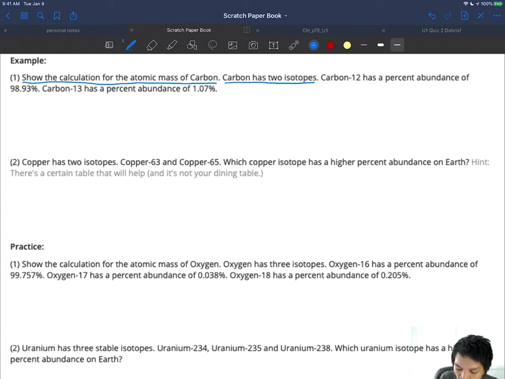Carbon has two isotopes. Carbon-12 has a percent abundance of 98.93%. Carbon-13 has a percent abundance of about 1%. So there's a lot more carbon-12s than there is carbon-13. And that already gives me information that, if you're getting a weighted average, the weighted average is probably going to be closer to 12 than it is to 13, right? So anyways, let's calculate the atomic mass.